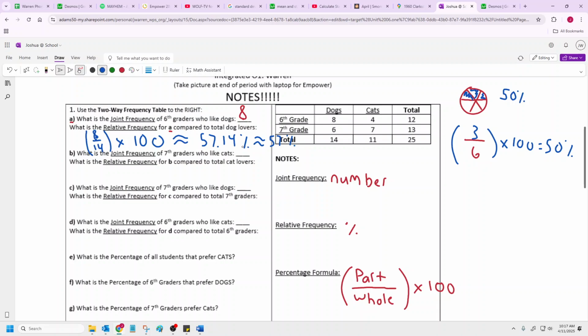57%. These are just normal rounding rules. So this is less than 5. It's going to be right here. This one is less than 5, so we round to 57. So the relative frequency comes out to 57% for that problem.